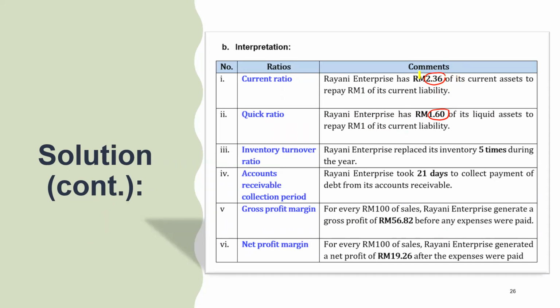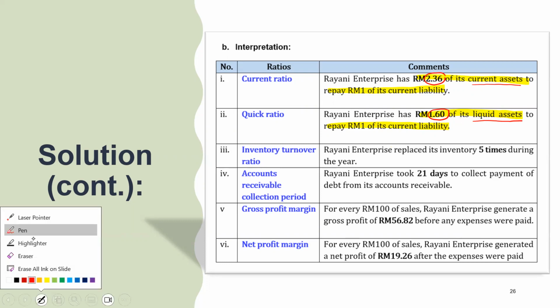Okay, so RM2.36 of current assets to repay RM1 of its current liability. Quick ratio, RM1.60 of liquid assets to repay RM1 of its current liability. So there is a difference between quick ratio and current ratio here, because for current ratio we measure the current assets to pay the current liability, but for quick ratio we measure the business's most liquid assets to pay its current liability. The most liquid assets exclude the closing stock and any prepayment.